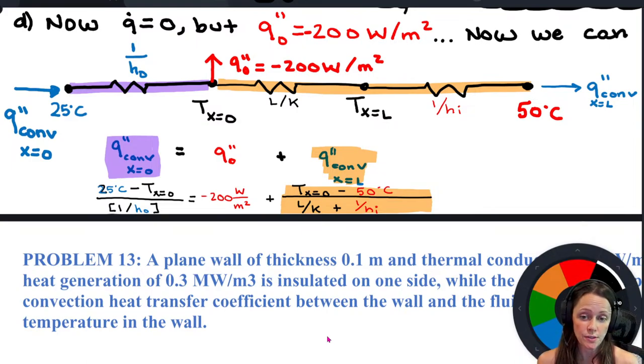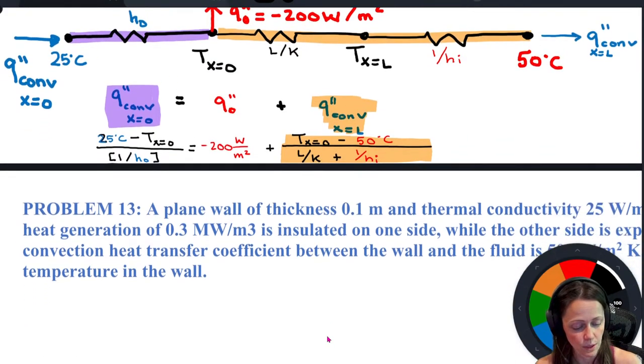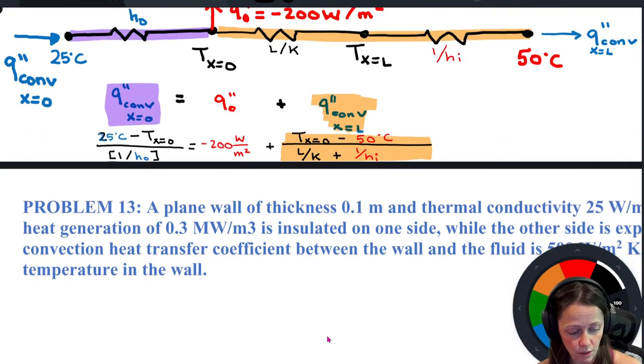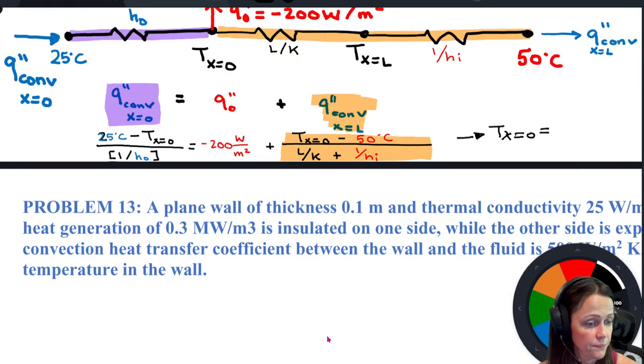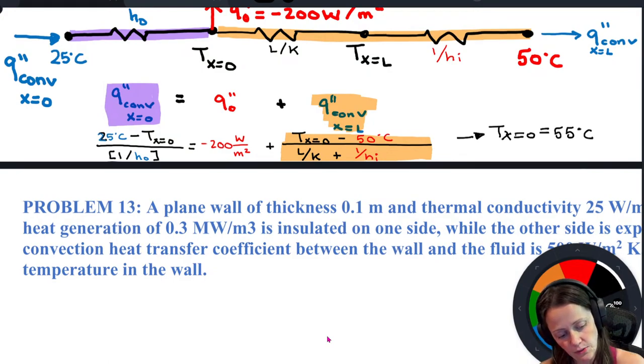All right, so it looks ugly, and yes, there's some kind of annoying algebra that has to happen, but if you look at that equation, I know every single thing in there except T at x equals 0. So it's just one equation and one unknown. So that's going to give me that T at x equals 0. Sorry, that T at x equals 0 should be 55 degrees Celsius.